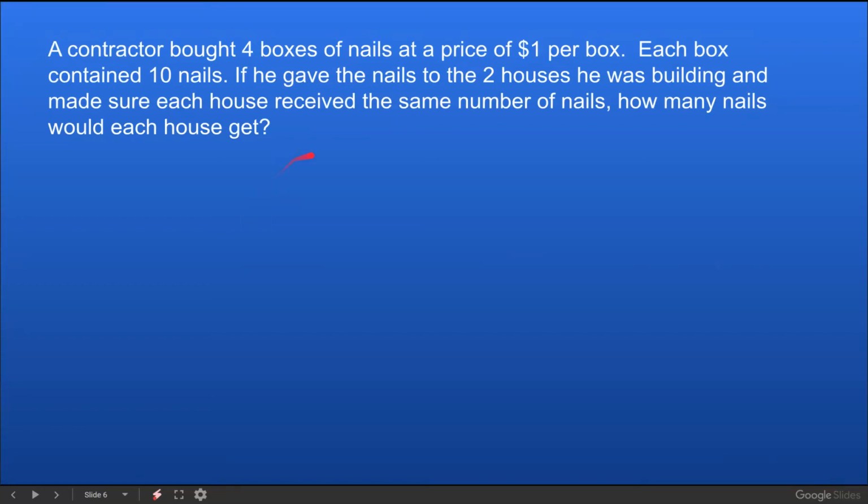The contractor bought 4 boxes of nails at a price of $1 per box. Each box contained 10 nails. If he gave the nails to the 2 houses he was building and made sure each house received the same number of nails, how many nails would each house get?